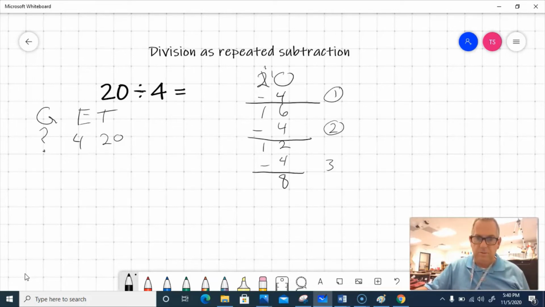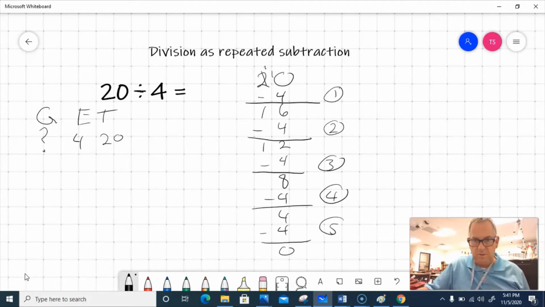And that's a third group that I've taken away. Subtract 4 again. 4 from 8 is 4. That's a fourth group that I took away. And 4 minus 4 is 0. And that's a fifth group I took away.